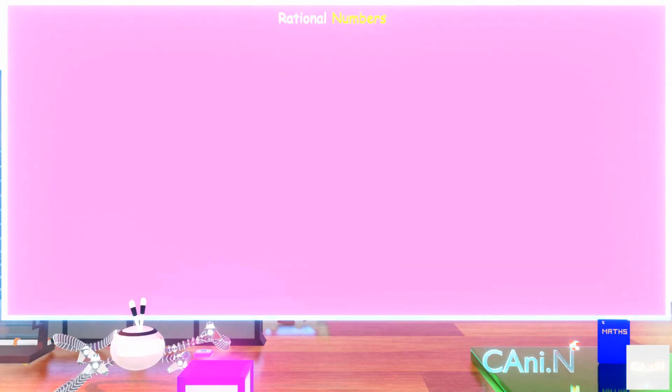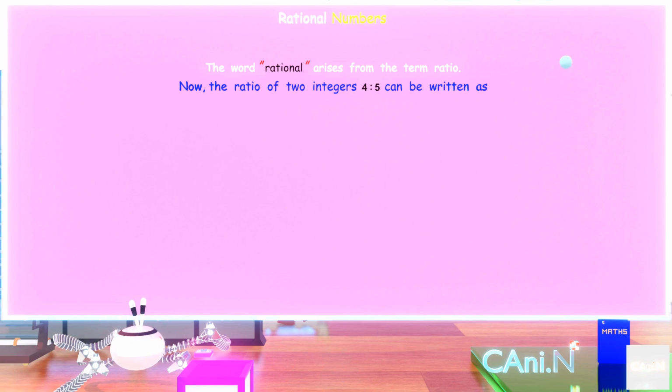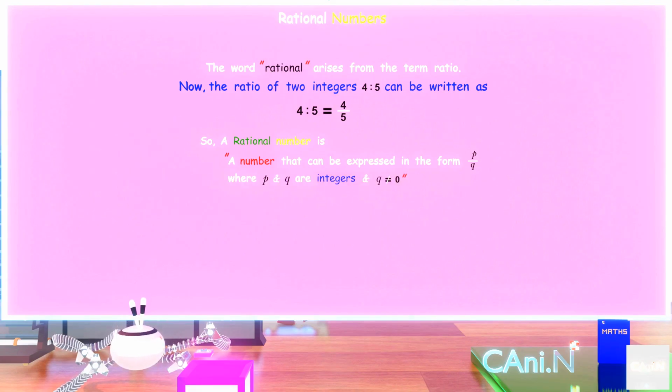Rational numbers. The word rational arises from the term ratio. Now, the ratio of two integers 4:5 can be written as 4:5 equals 4 by 5. So, a rational number is a number that can be expressed in the form p by q, where p and q are integers and q is not equal to 0. Thus, 4 by 5 is a rational number, here p equals 4 and q equals 5.